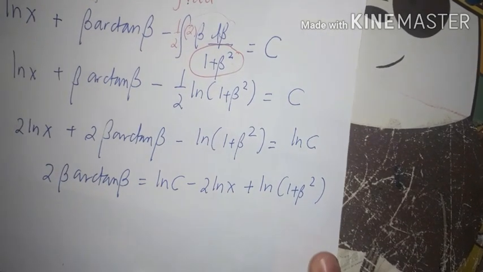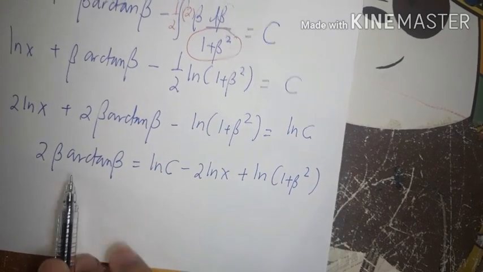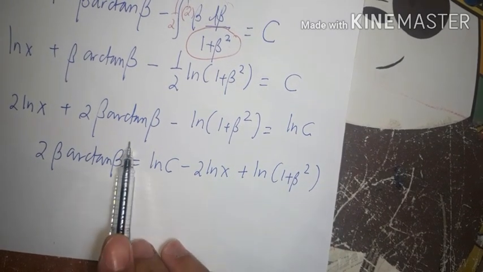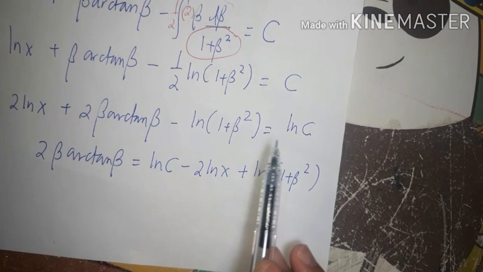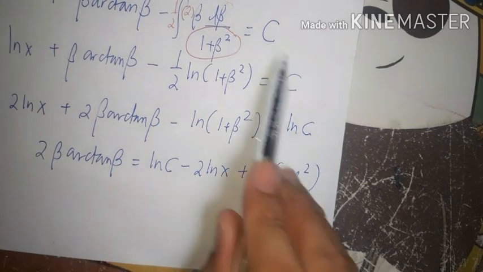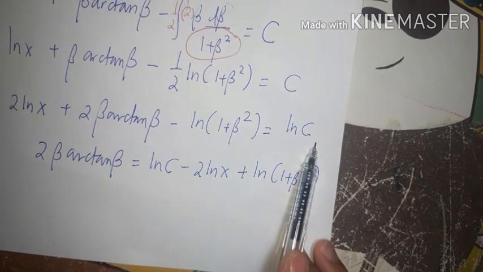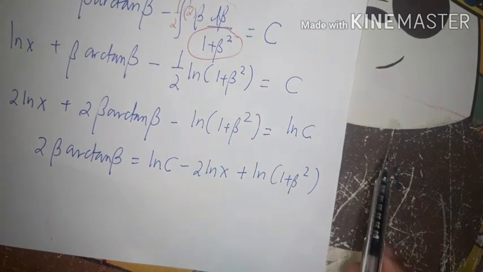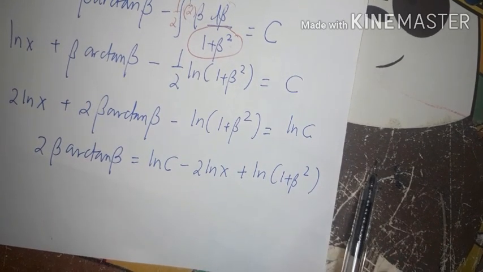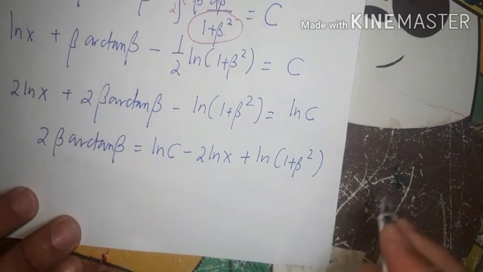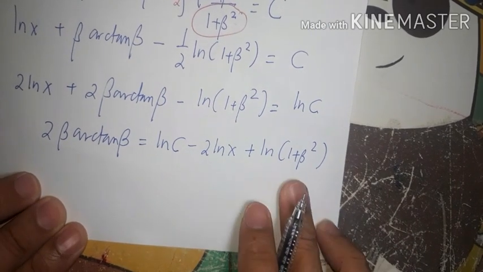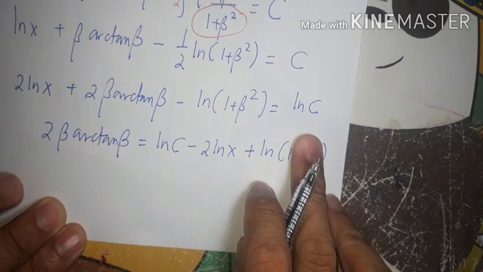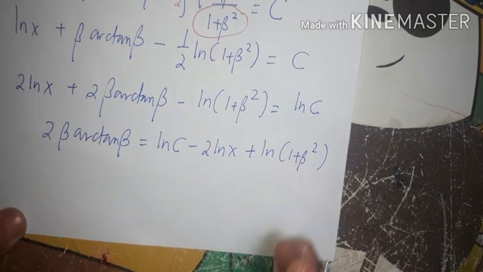So, 2 beta arctangent beta is equal to ln c, transposing that 2 ln x on the left, it becomes minus 2 ln x, transposing this negative ln 1 plus beta squared to the right pala, hindi pala siya left, transposing to the right becomes positive. So that negative becomes positive when transposed to the right side of the equation.